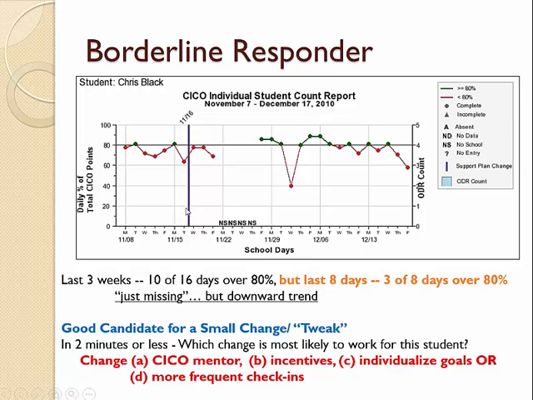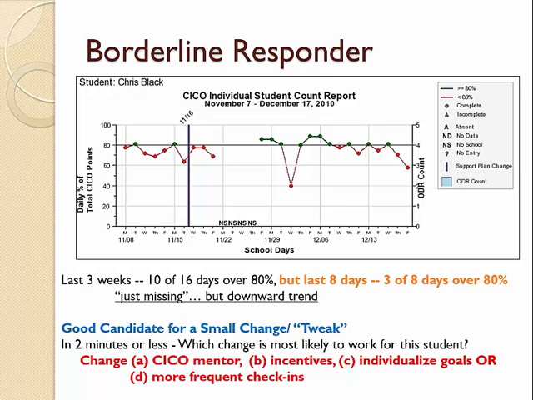And you see we made an intervention change here. Maybe there was a tweak here on November 16th. But the student started off well and now is still kind of just not quite there. Could use an extra boost. And so let's think about what are the available changes or tweaks that we might have that we can hopefully do in 2 minutes or less in a data teaming meeting.